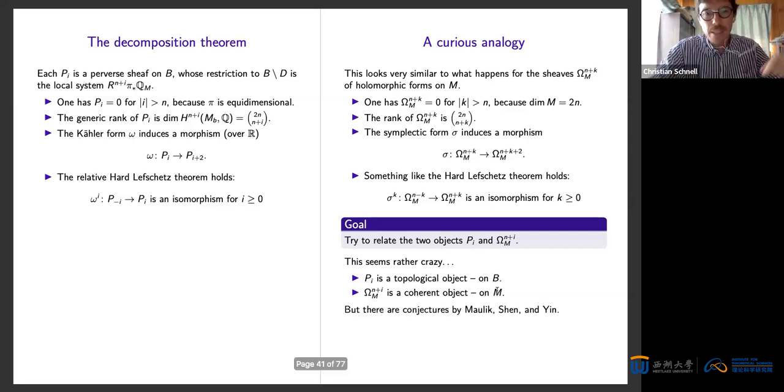But nevertheless, there are some pretty precise conjectures by Maulik, Shen, and Yin from a paper from two years ago and last year, where they were trying to set up a kind of relationship between these two. So what I want to do in the second half of the talk is explain how you can really relate those two things.